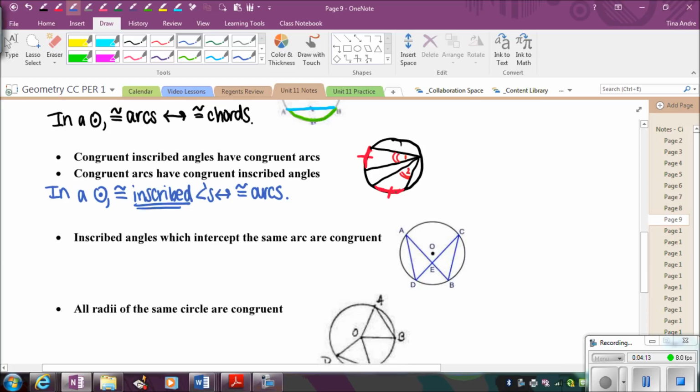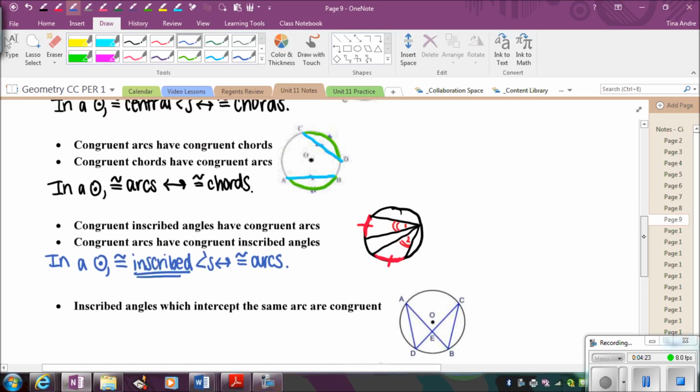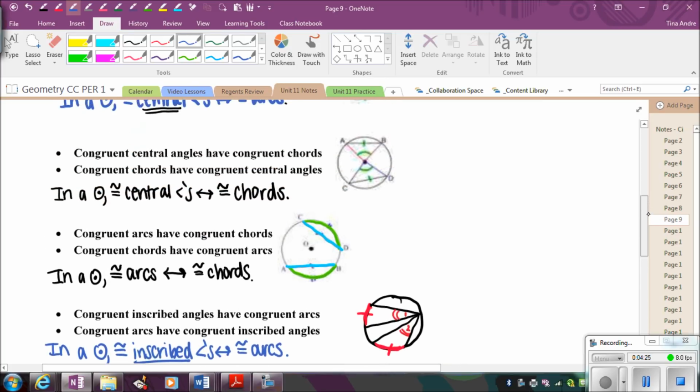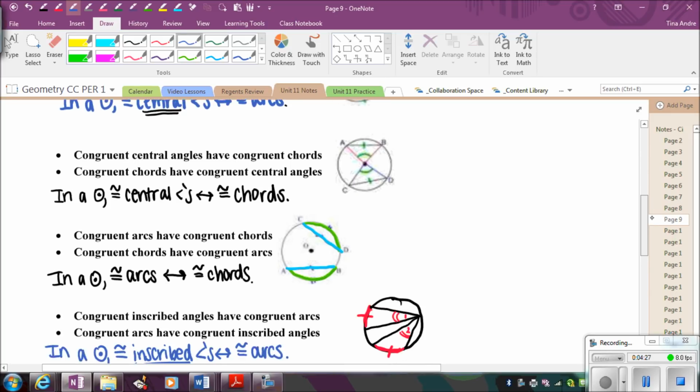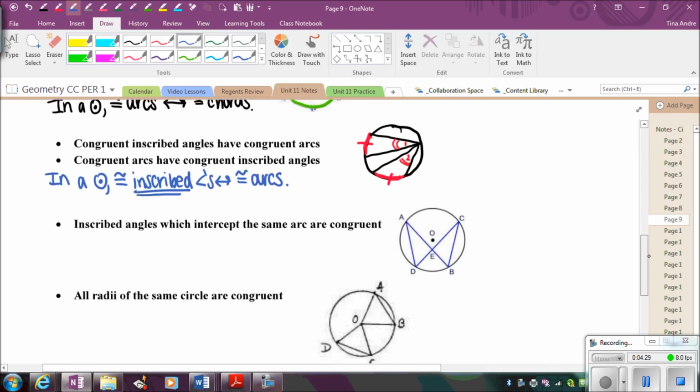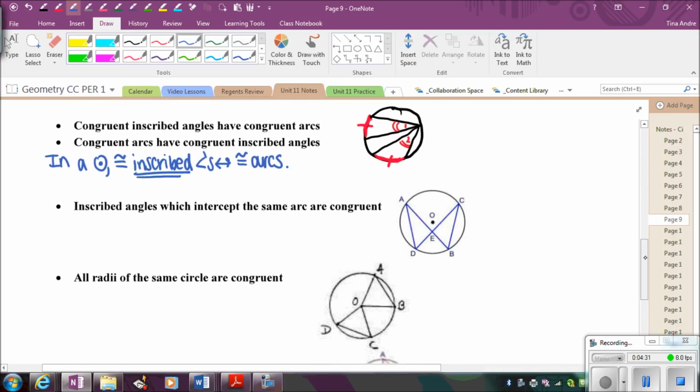If you have the congruent arcs, well, then the inscribed angles that cut into those congruent arcs will be congruent. You have to make sure you remember to name the type of angle, because otherwise, if you just said in a circle congruent angles imply congruent arcs, not the case. Central angles and inscribed angles that cut the same arc or congruent arcs will not be congruent to each other. They use a different formula.